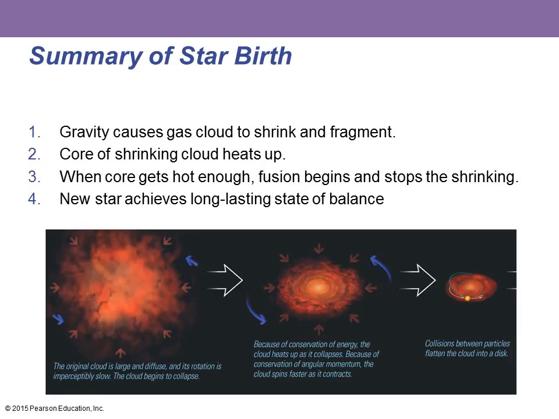So here's the summary. Gravity causes the gas cloud to shrink and fragment. The core of the shrinking cloud heats up. When the core gets hot enough, fusion begins and it stops the shrinking. And then a new star achieves a long-lasting state of balance. And as we learned this past week, that balance is where we put the star on the HR diagram. That's the main sequence.